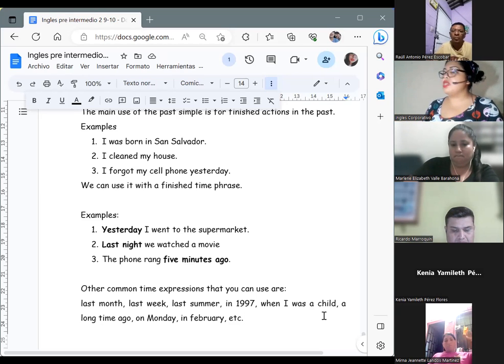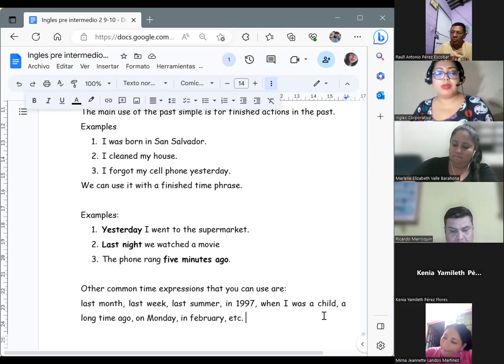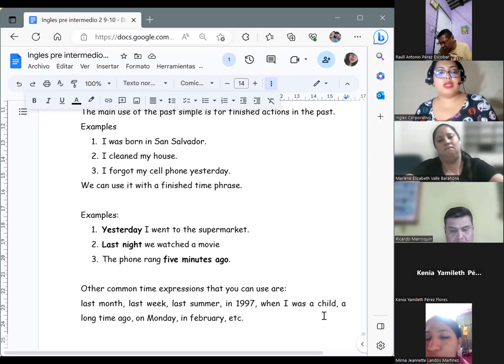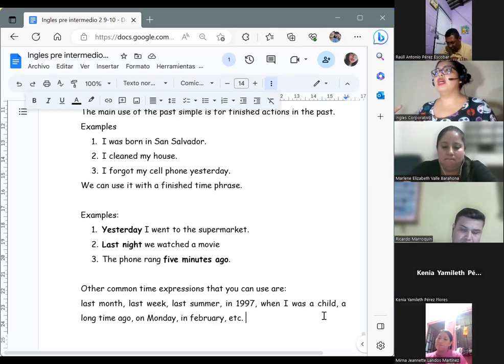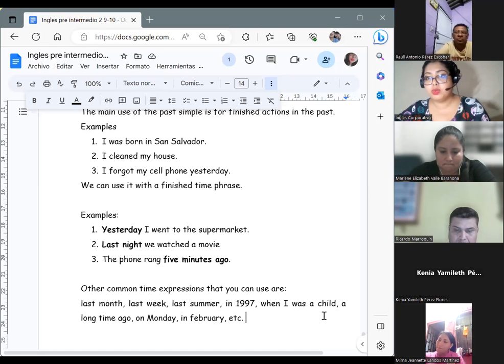Now, we can also use the past simple for the main action when telling a story. Cuando contamos una historia, vamos a utilizar el pasado simple para contarla, ¿verdad? Para decir cómo sucedieron las cosas. In this case, I'm just going to read the example because it would take a lot of time writing it. So it says, I woke up on my wedding day. I jumped out of the bed, immediately called my brother. He didn't pick up, and so I began to worry.